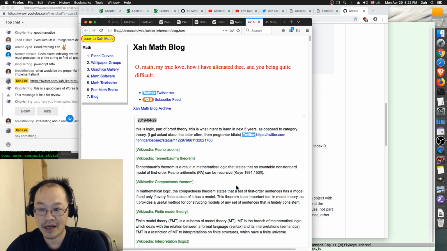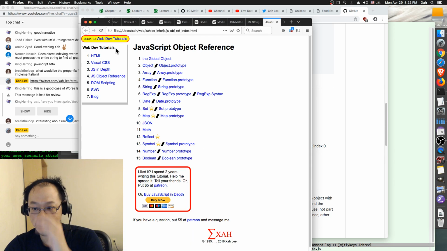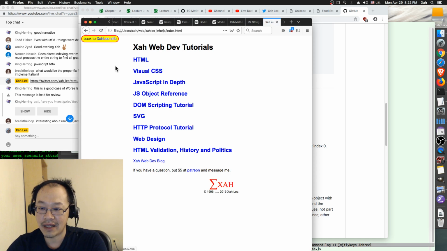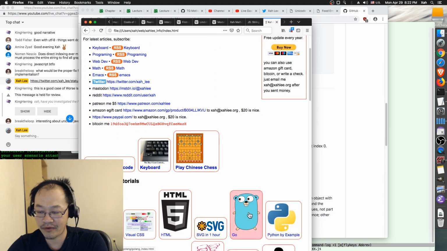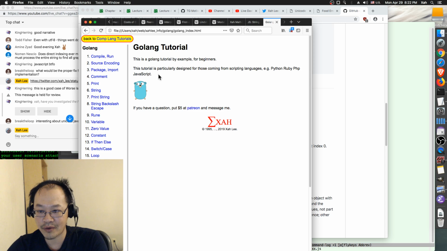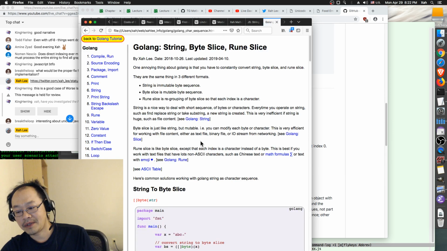And by the way, let me also mention Golang, which is my favorite language. They solve the problem in another way. Let me find my Golang page. If you go to Xah Lee's Golang tutorial, you can see I discuss how Golang solves the problem in this page.